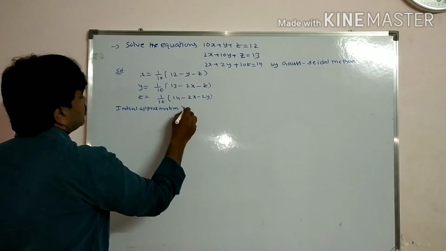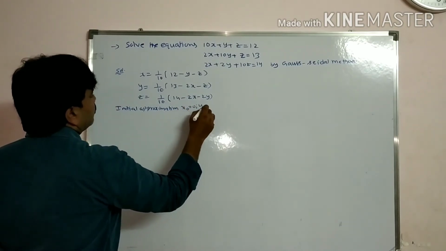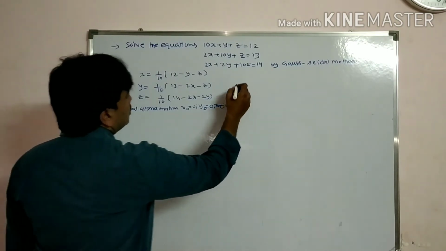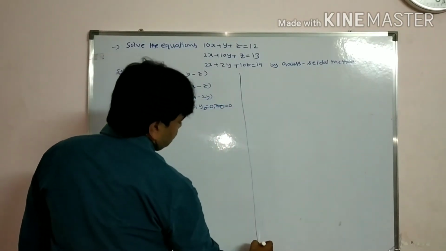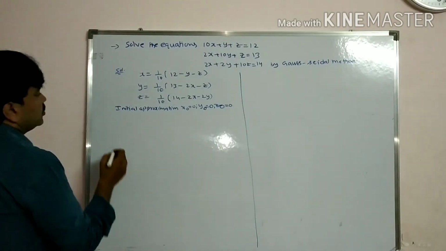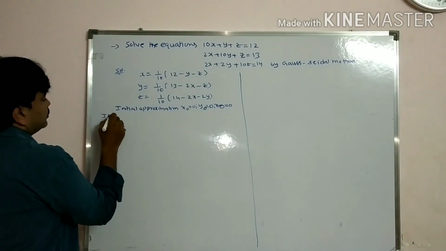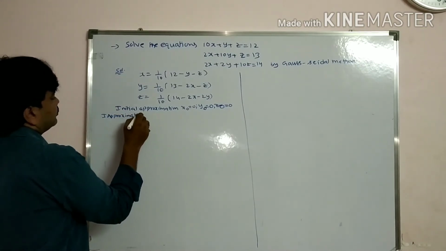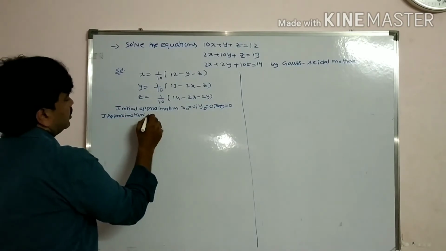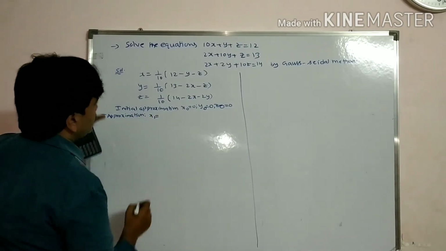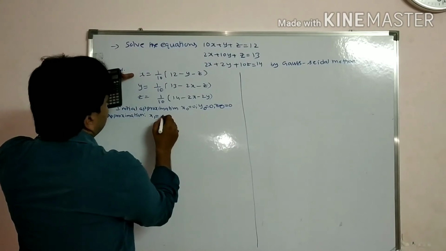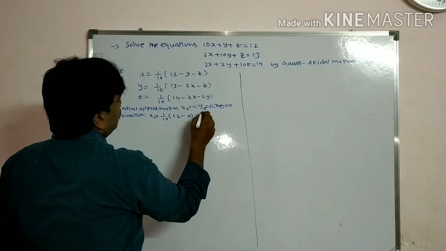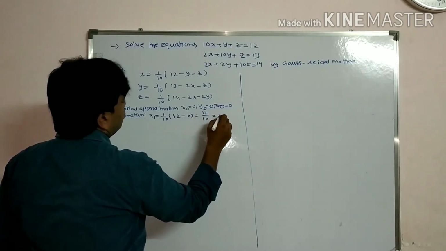What is the initial approximation, students? x0 is equal to 0, y0 is equal to 0, and z0 is equal to 0. So first approximation: x1 is equal to 1 by 10 into 12 minus, these two values are 0 students, so 12 by 10, so you get here 1.2.